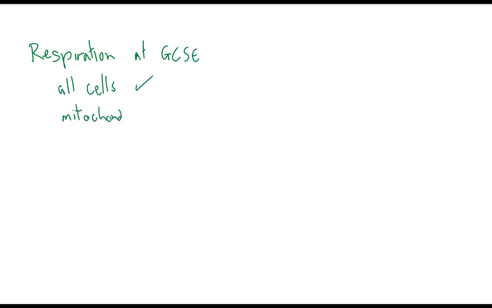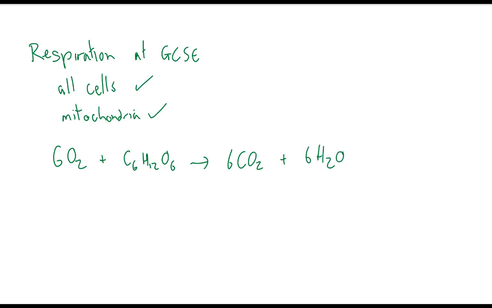Now the next part is basically looking at breaking down the big lie that was respiration at GCSE. So we said that it takes place in all cells, which is still correct. It takes place in the mitochondria, which still does. And we said that this was the equation where we start with oxygen, it reacts with glucose to produce carbon dioxide plus water.